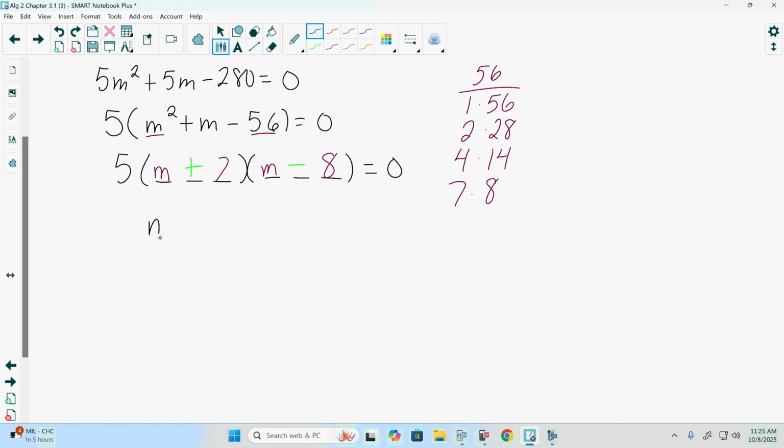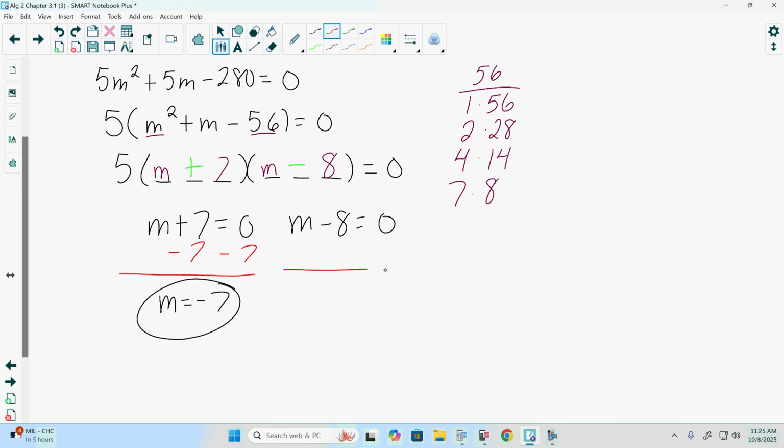At this point here, we set these two equal to 0 and solve. So m plus 7, we would subtract 7 from both sides, telling us m is equal to -7. Add 8 to both sides, and it tells us that m is equal to 8.